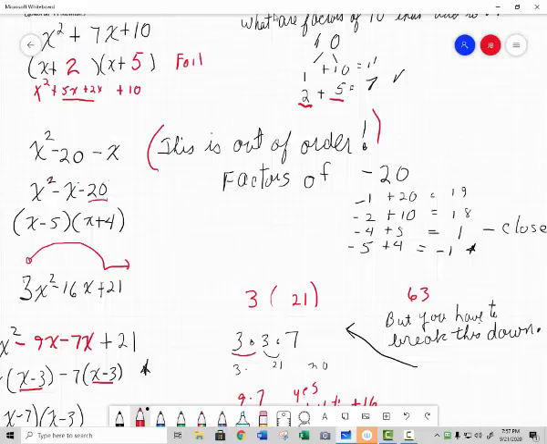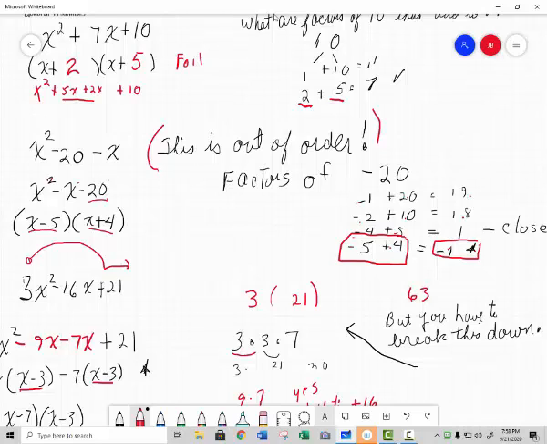Well, if I take a look at factors of negative 20, it could be negative 1 and 20, and that adds up to 19. That doesn't work. Could be negative 2 and 10, which is 8. That doesn't work. Could be negative 4 and 5. That's close, but the sign's wrong. So if I have negative 5 and 4, there's my negative 1. That's what I want. I want a coefficient here of negative 1. That's what I've got right here. So I'm going to use these two factors, negative 5 and positive 4. X minus 5, x plus 4. Okay?